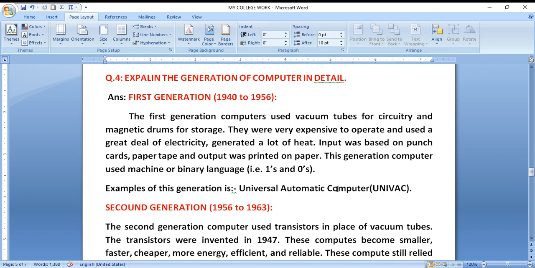This generation of computers used machine or binary language, for example 1 and 0. An example of this generation is the Universal Automatic Computer, UNIVAC.